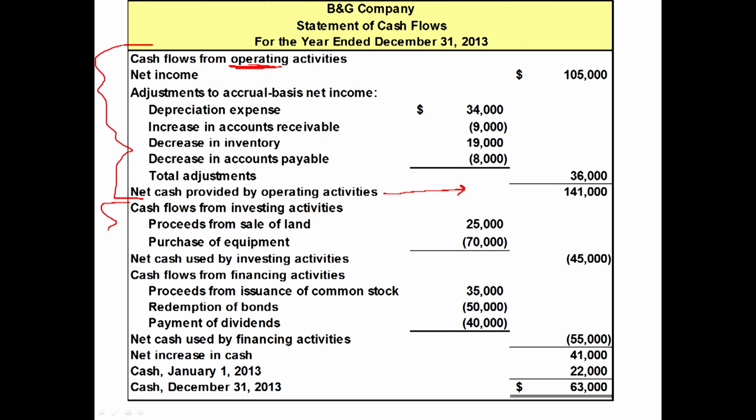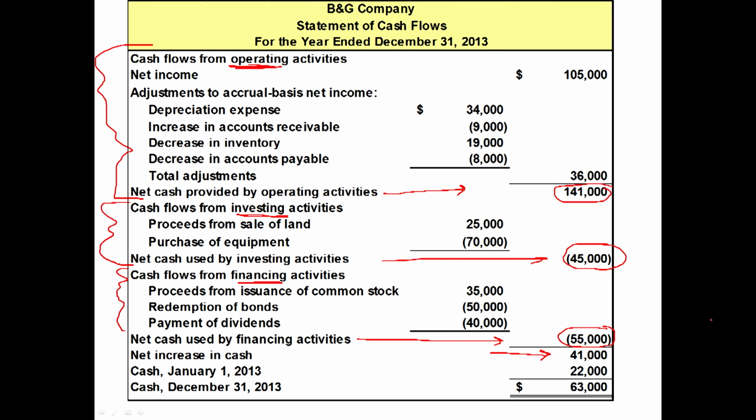This next section is your investing section. It's the cash flows from investing activities. And then it shows the net cash in regards to investing activities. And then this last section is the financing section. It shows the cash flows from financing activities and eventually the net cash in regards to financing activities. Then what you do is you add these 3 numbers up, your net cash flows from operating, investing, and financing, and you get your net change in cash.